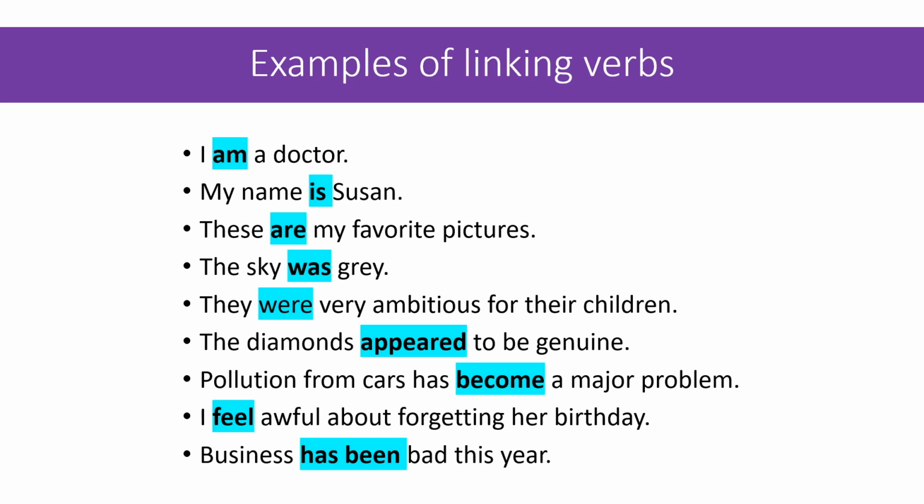The sky was grey. Grey is telling us more about the sky. Was is linking these two parts of the sentence together. They were very ambitious for their children. So were over here is telling us more about they. What were they? They were very ambitious for their children.